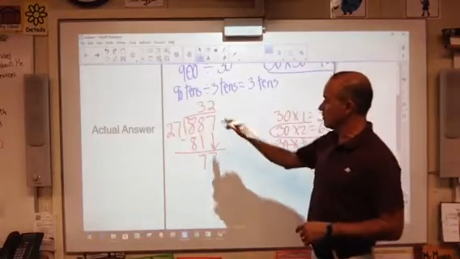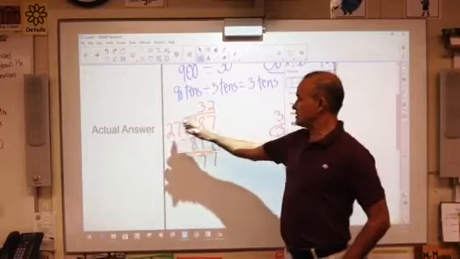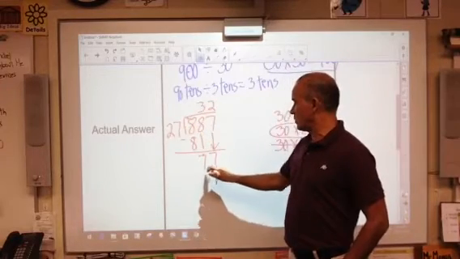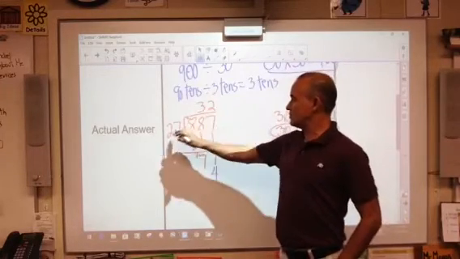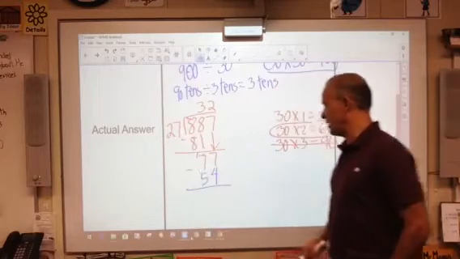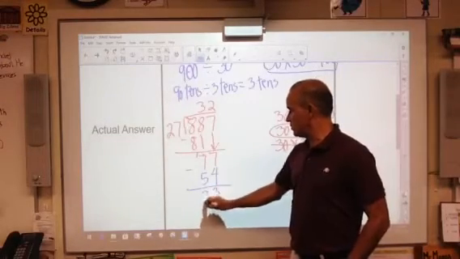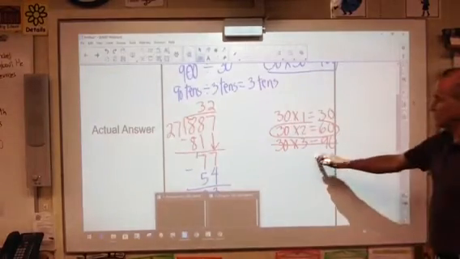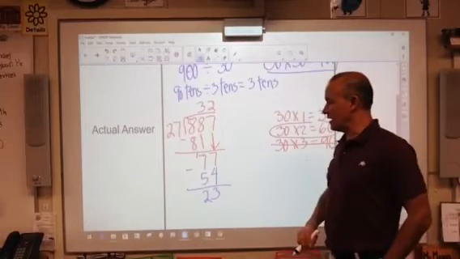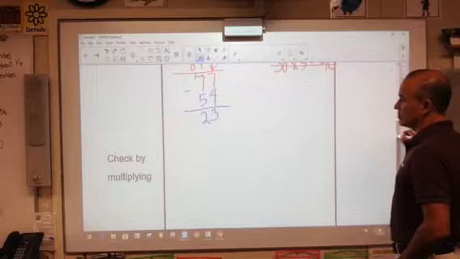So now we can multiply. Let me check the thickness of this. Yes, it is good. 2 times 7 equals 14. We carry 1 over. 2 times 2 equals 4 plus 1 equals 5. And the remainder of that will be 2 and 3. So that will be our remainder. So now, once we divide it, we can now check the multiplication.